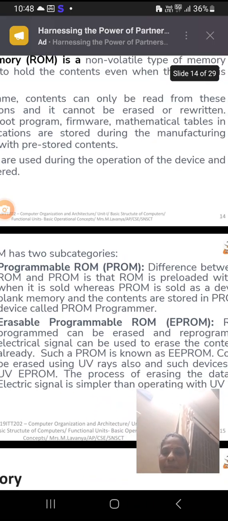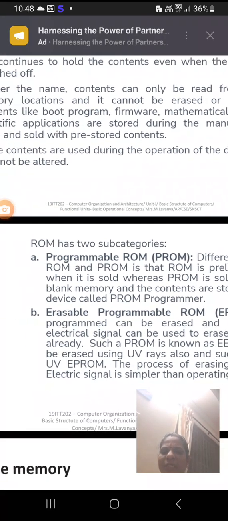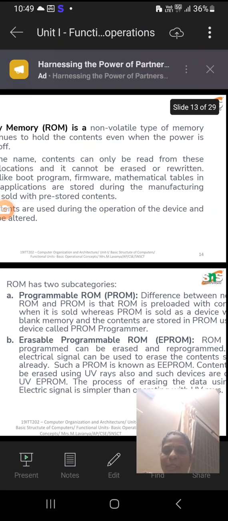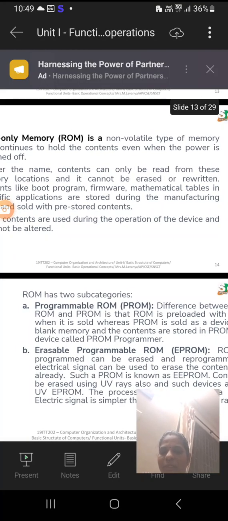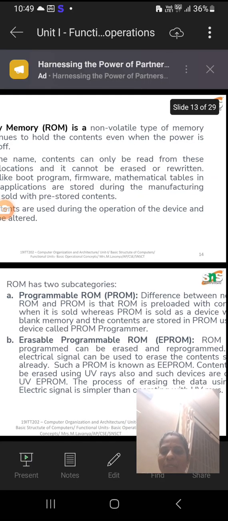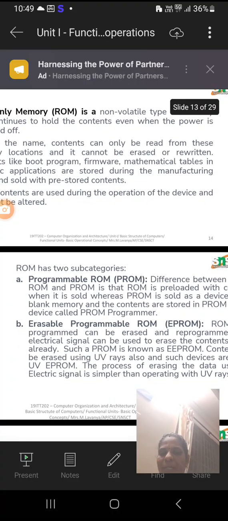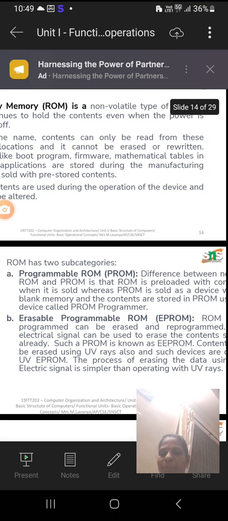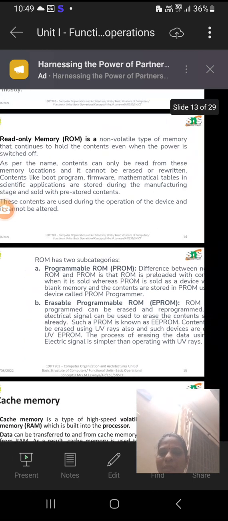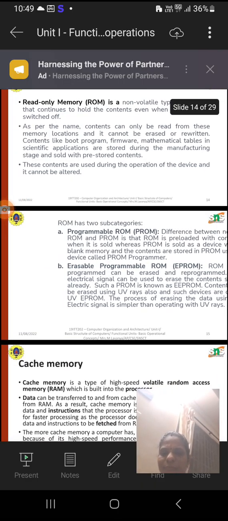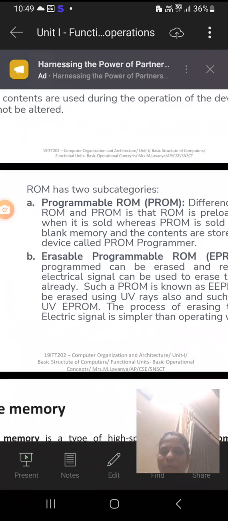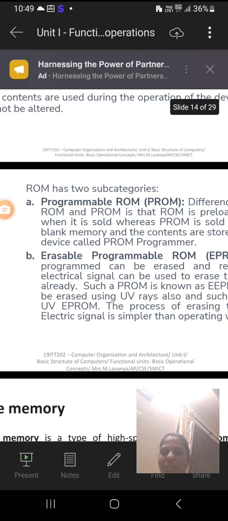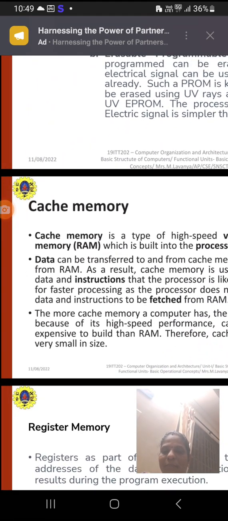Programmable read-only memory: the difference between RAM and ROM is that ROM is preloaded with the data and written at manufacture, whereas PROM is sold to the devices as a blank memory and the content is stored by the programmer. Erasable programmable read-only memory, EEPROM, is used to store the data, which is erased by UV light.